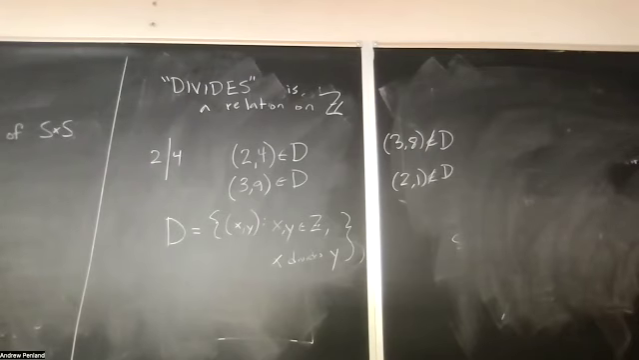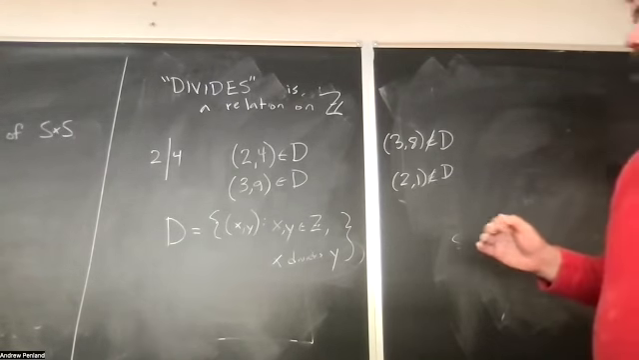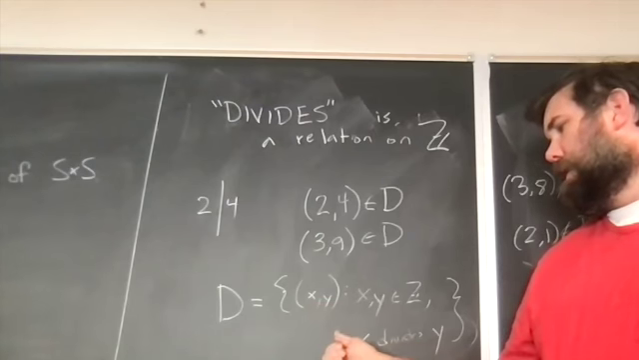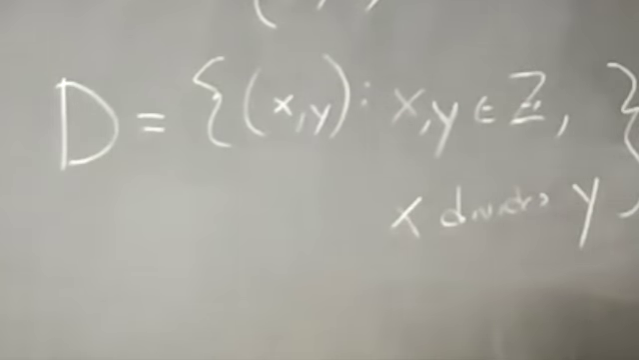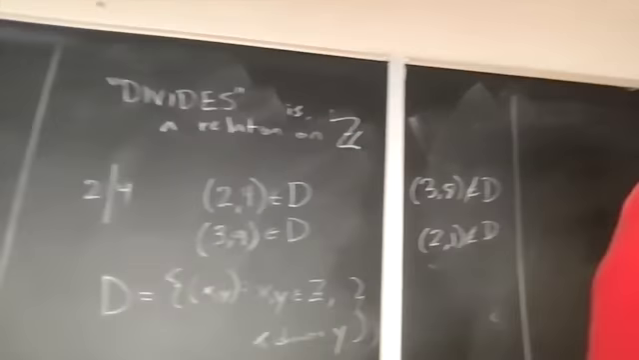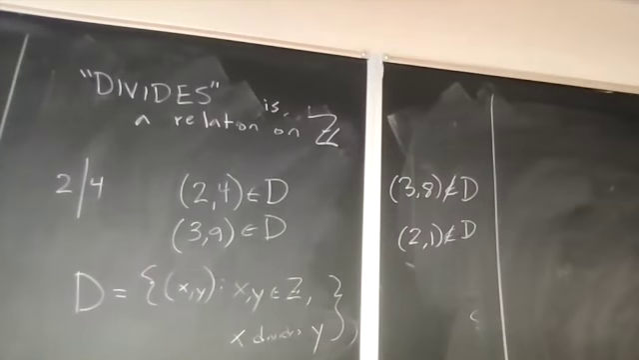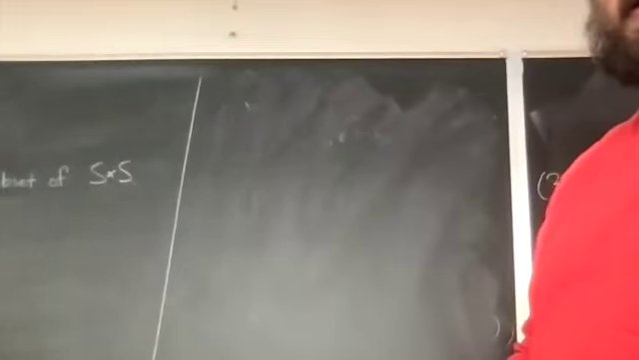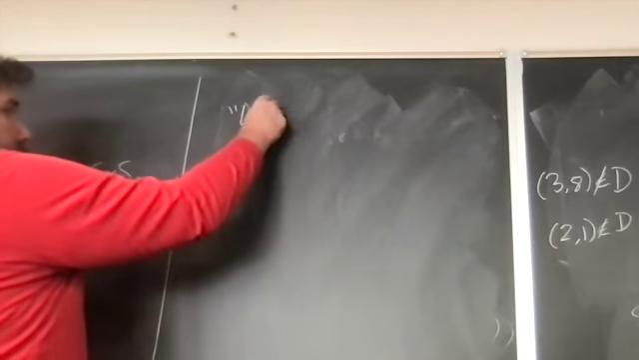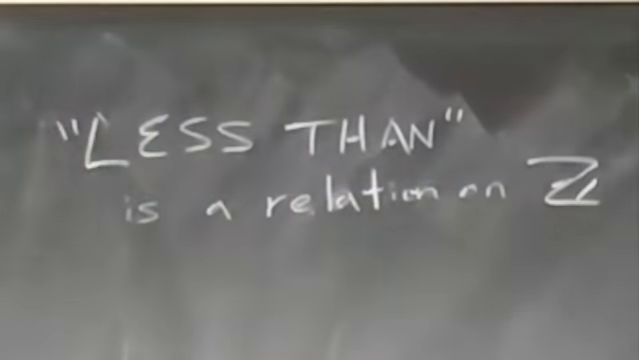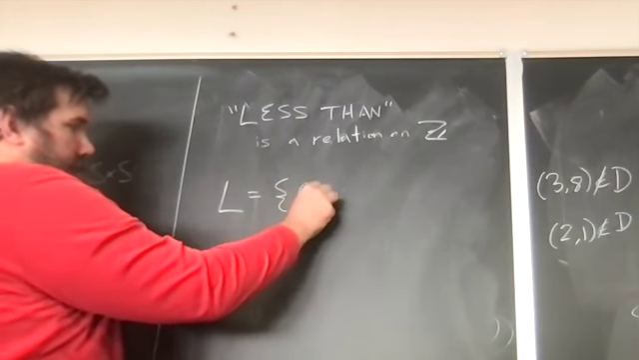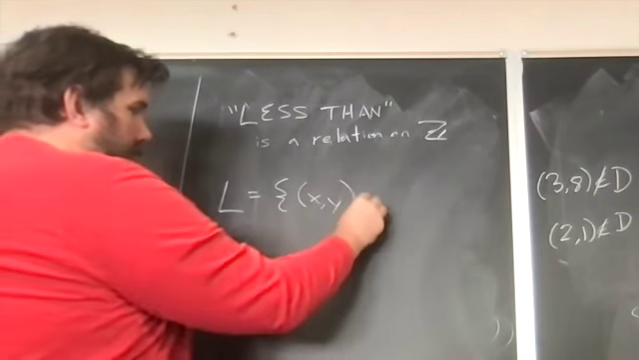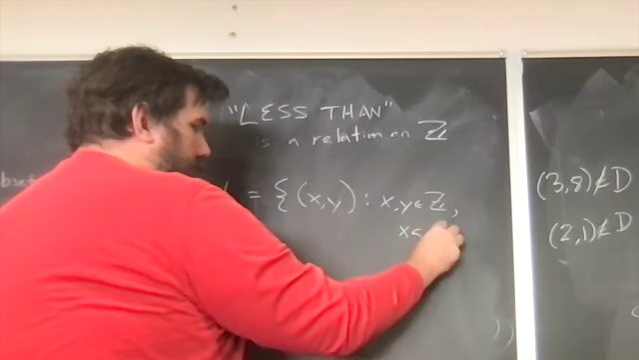So we have this relation divides on the integers, pair x and y, where the first element divides the second element. We have another relation on the integers, and this relation would also work for the real numbers. We could also talk about less than. Less than is also a relation on the integers. You would have, let's call it L, is the set of pairs consisting of integers x and y, such that the first is less than the second.